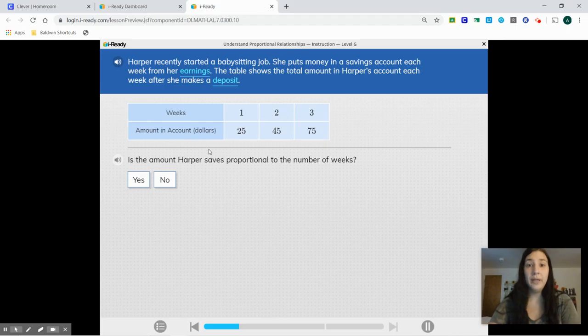So we want money per week. So here, money would be our Y. So we'd have 25 divided by 1. So in week 1, she makes $25 per week. Over here in week 2, we see that she made $45. So if you take out your calculator and you do 45 divided by 2, you'll see that in week 2, she only made $22.50. And then in week 3, she goes back to making $25 per week. So this is not a proportional relationship.